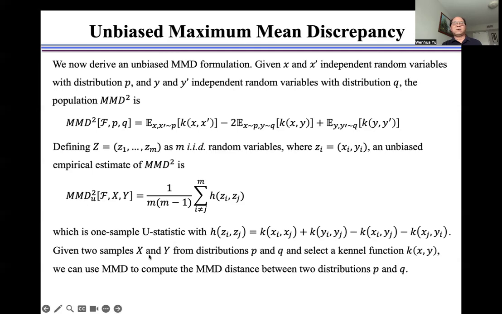Given two samples, X and Y, from two distributions, P and Q, and selecting the kernel function k, we can use MMD to compute the distance between the two distributions, P and Q.